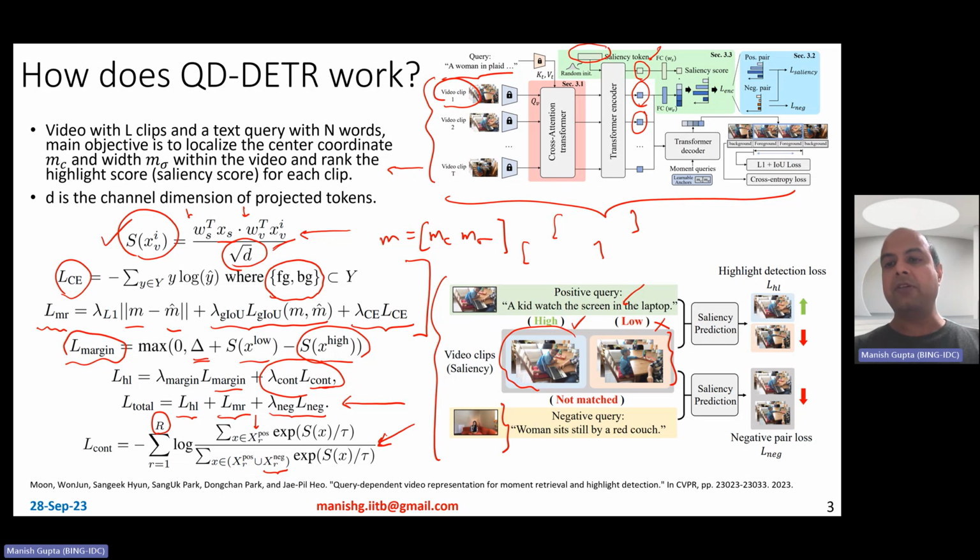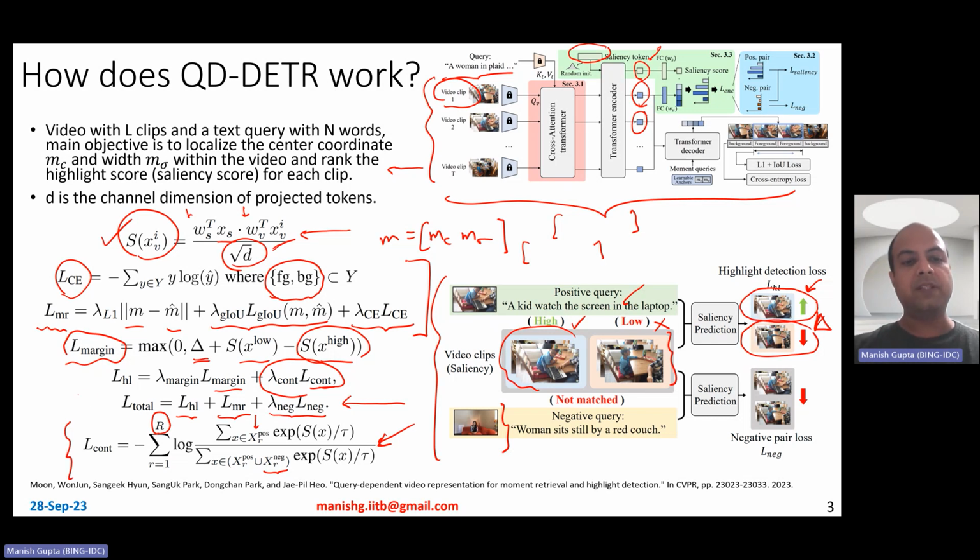Okay. So what you want to do is to ensure that you give a very high saliency score to this one and a low saliency score to this one, such that the difference between them is at least delta. So that's the margin based loss. And then you also want to ensure that this high saliency clip should be ranked much higher compared to all the other negative low saliency clips in the same batch, right? So that basically is taken care of by this ranking loss.